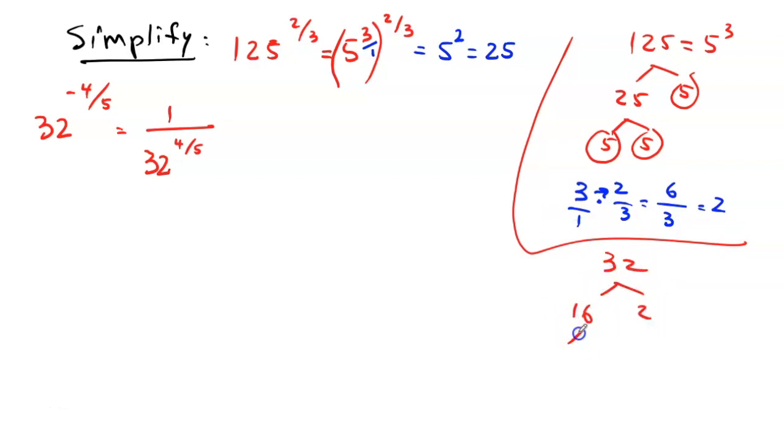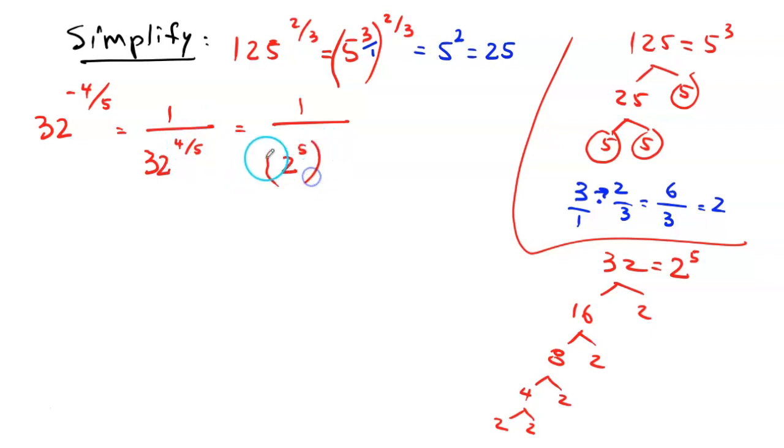Half of 32 is 16, half 8, half 4, 2 and 2. 1, 2, 3, 4, 5. 32 is the same as 2 to the 5th power. Let's keep going. 1 over, let's break the 32, let's rewrite it as 2 to the 5th power. But I also have another power. I replace the 32 by 2 to the 5th in parenthesis to the 4/5.